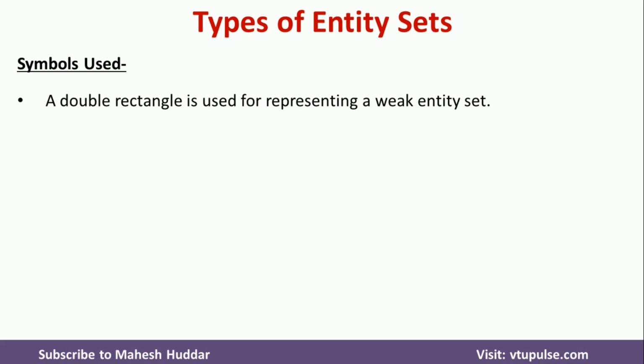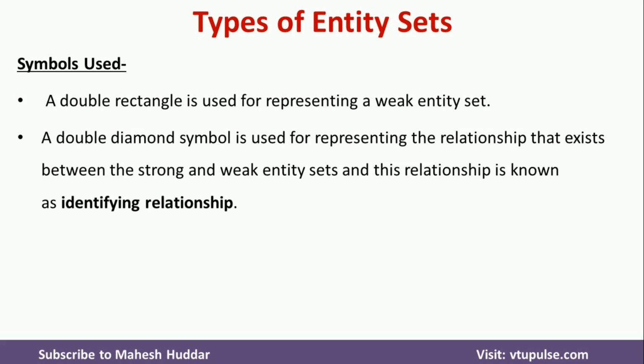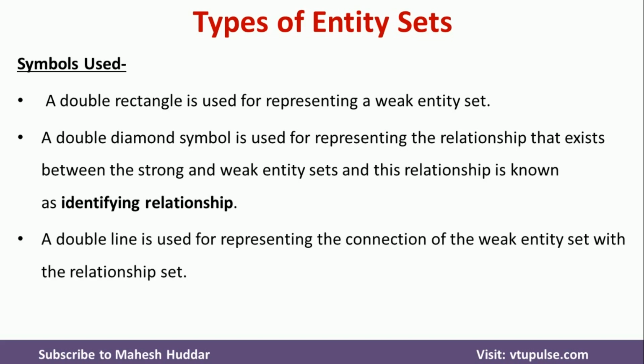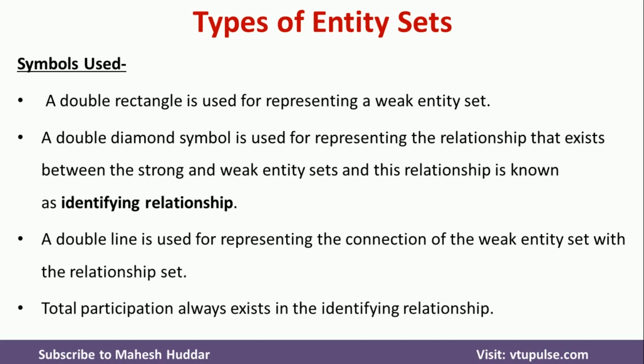A double rectangle is used to represent a weak entity set. A double diamond symbol is used for representing the relationship that exists between a strong and weak entity set. This relationship is known as the identifying relationship. A double line is used for representing the connection of the weak entity set with the relationship set. The total participation always exists in the identifying relationship.